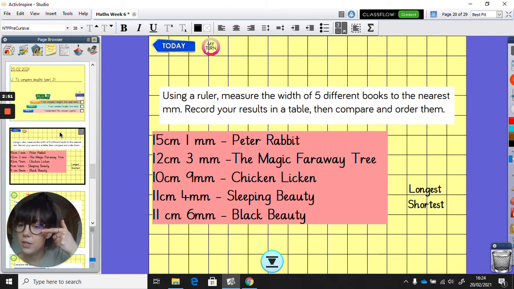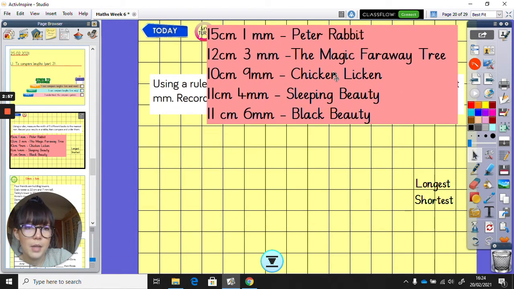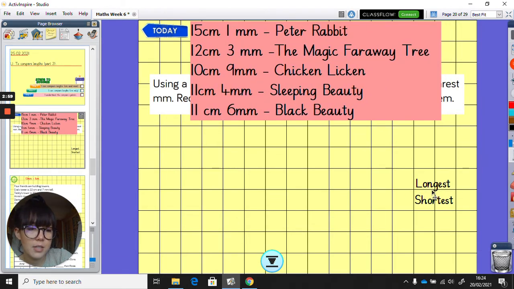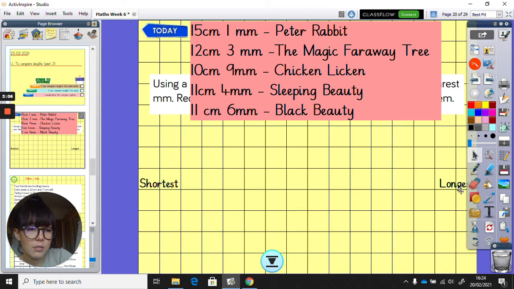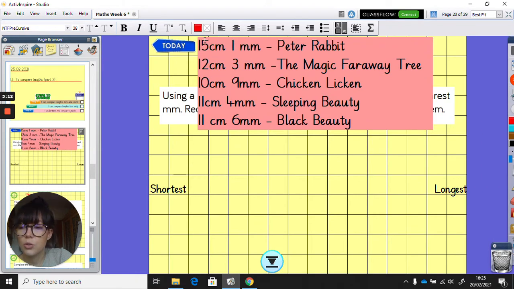So what I'm going to need to do now, I've measured, and now I need to compare. I've got 2 words down here. I have got longest and shortest. So I'm going to pop the shortest all the way down there and the longest all the way down there. So I'm going to now need to put them in order from the longest to the shortest.